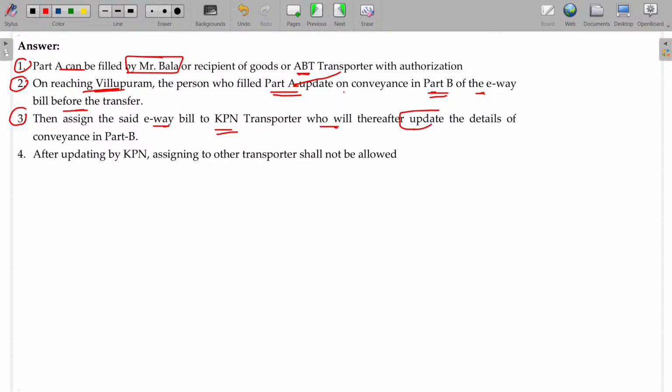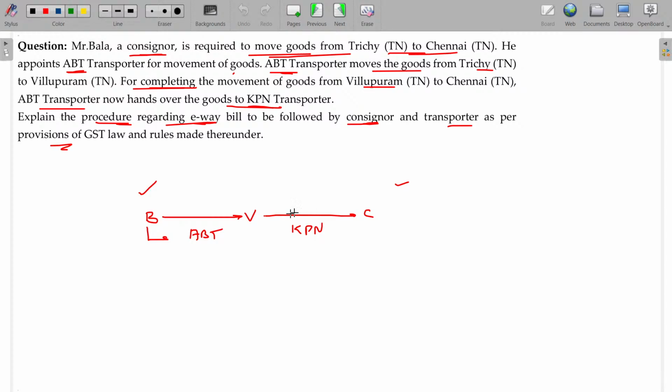So, the details are filled by the transporter, first ABT. Thereafter, he hands over the bill and KPN will update his own number subsequently once it has reached Viluppuram. After updating by KPN, assigning to another transporter shall not be allowed. Once it is updated by the KPN, you cannot divert to somebody else. Sir, can KPN ask some XYZ transporter to take it? No, it's not possible because it's updated by KPN. Now it's KPN's responsibility to send this.